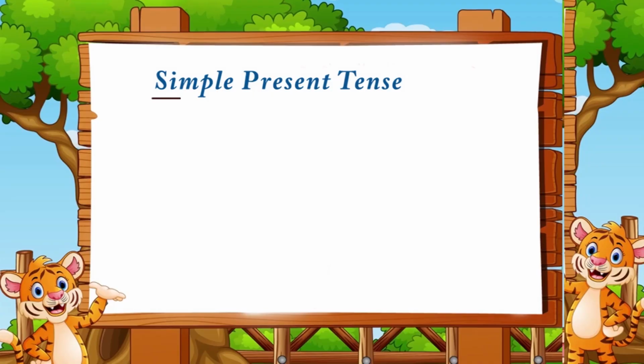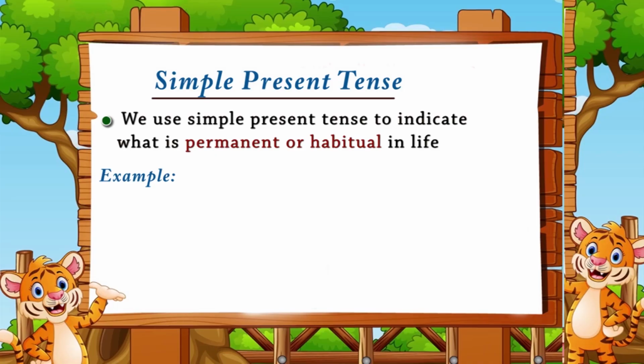Today you're going to learn about simple present tense. We use simple present tense to indicate what is always true. For example, the sun rises in the east. This is always true. This is general truth.